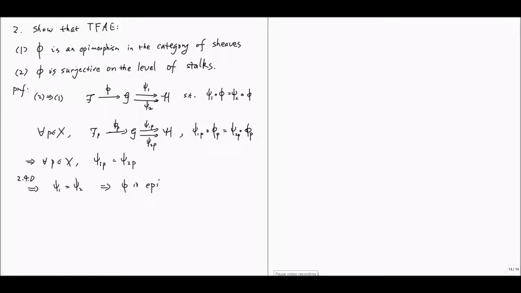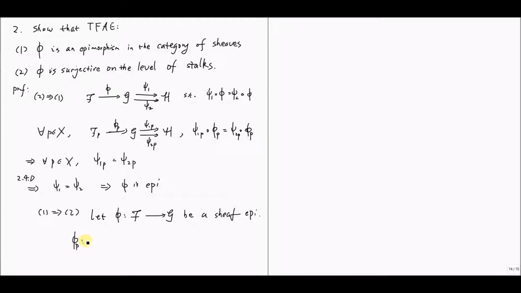Now let's show the opposite direction is also true. Let phi from sheaf F to sheaf G be a sheaf epimorphism. We want to show that it induces surjection at the level of stalks.